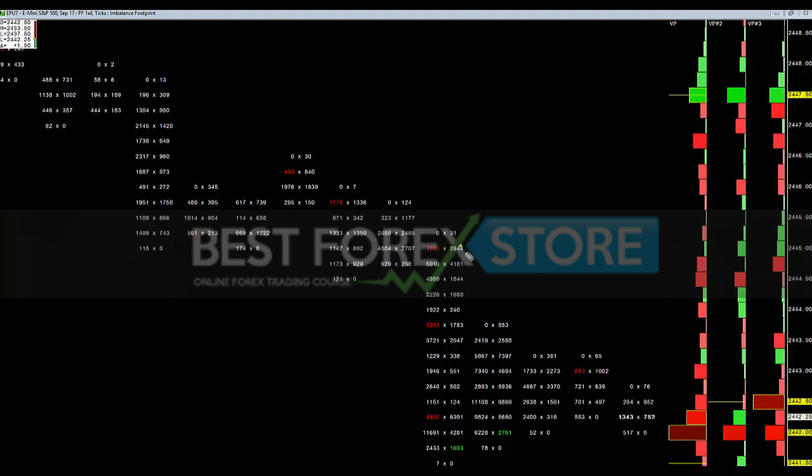thin, right? See how it gets a little fatter in here, thins out, comes back in. Same thing. Gets thinner, comes back out. It's a thin spot. It moved fast. How do we know it moved fast? Well, number one, there was a red imbalance. And then secondly, there wasn't a lot of volume left behind.